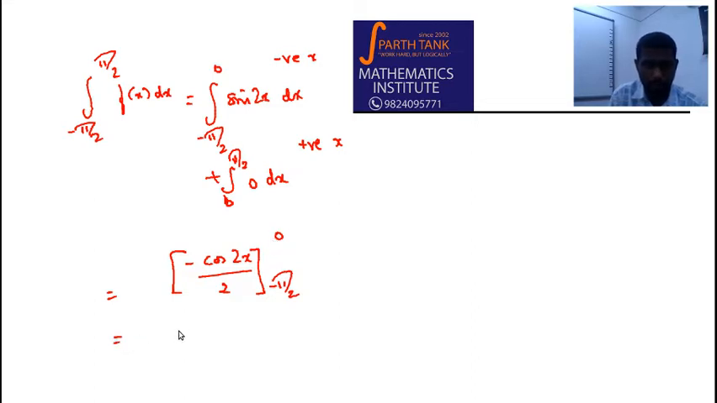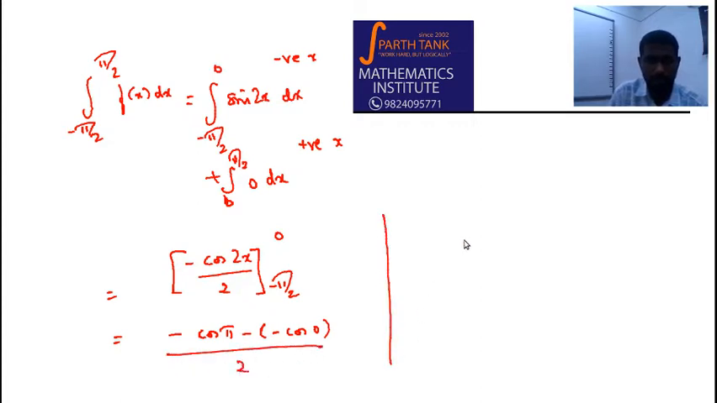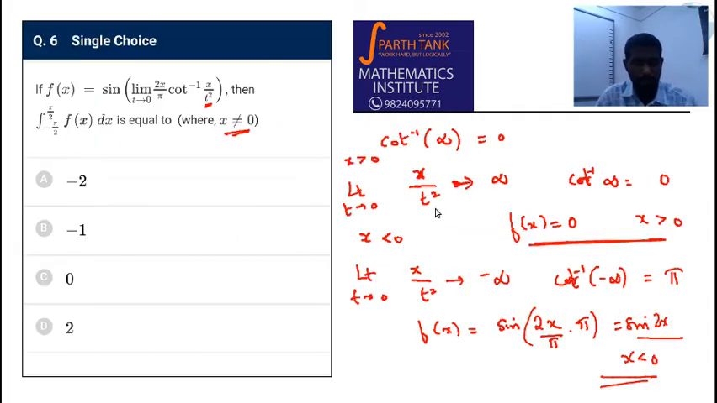Therefore, this is going to be minus cos pi minus of minus cos 0 upon 2. This is going to become minus of plus 1 basically, and another plus 1 upon 2. Right? So answer is 1. So the answer to this problem is 1.